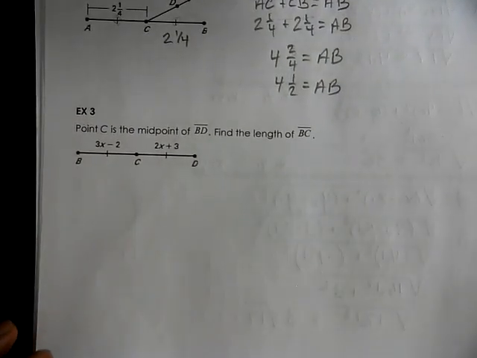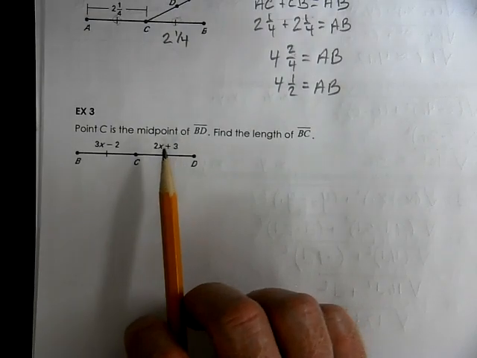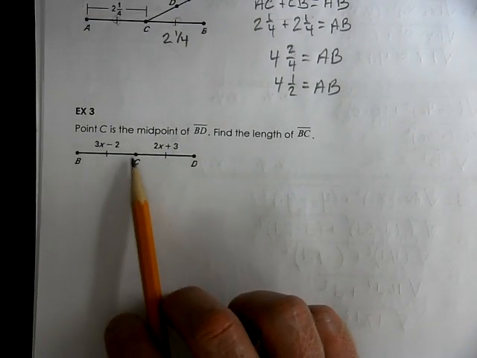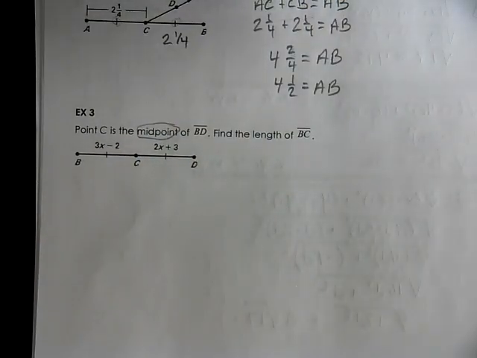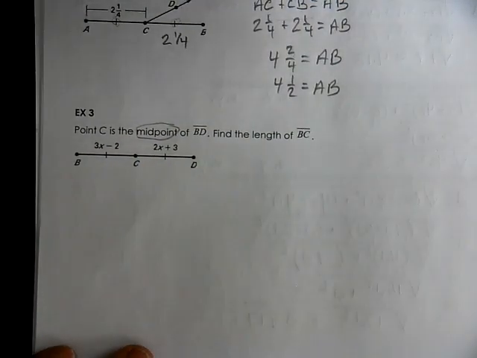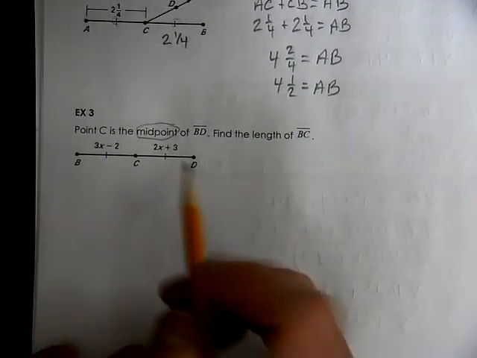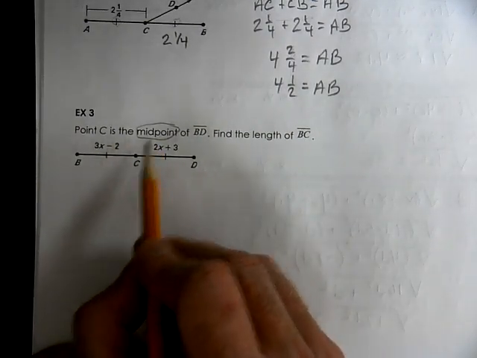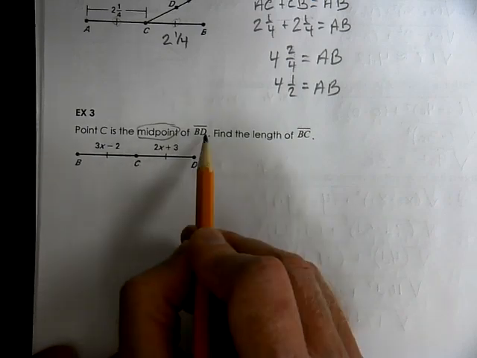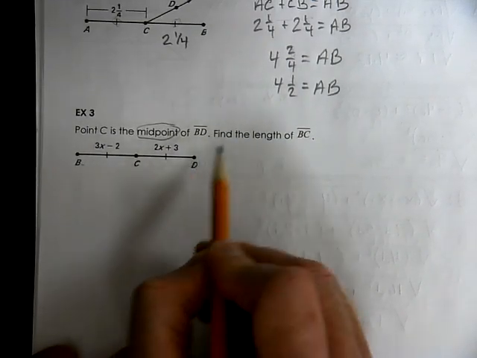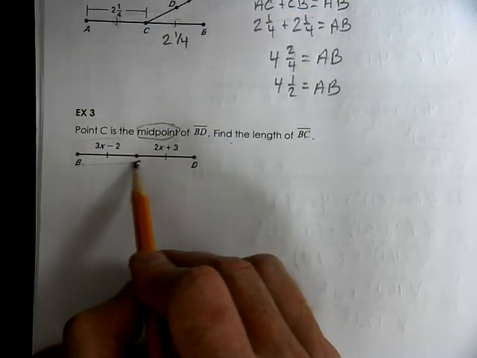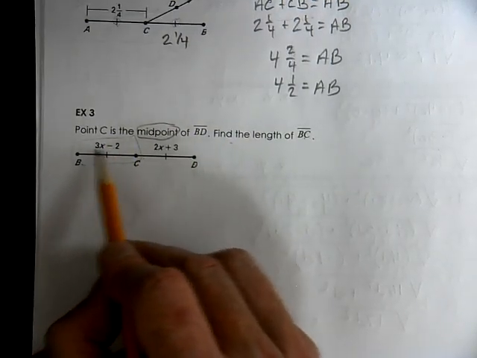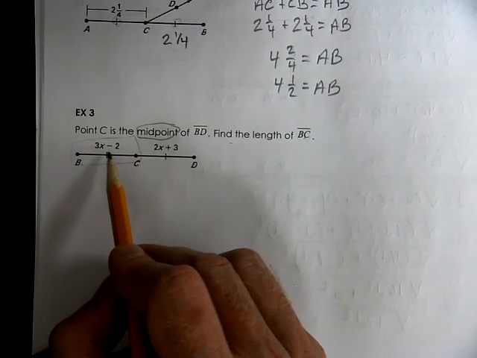Here's the trickier one. Here we have variables. We know that C is the midpoint. Read your directions. Understand what you've got. You've got to study the figure first. So C is the midpoint of the big segment. We want to know the measurement of just one side. We're not interested in the expression. We want to know its actual length.